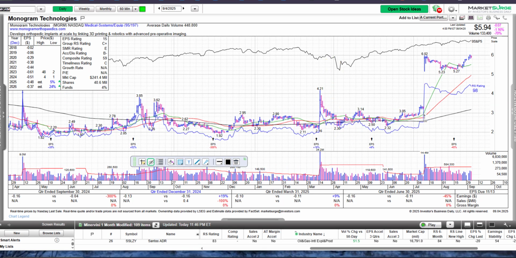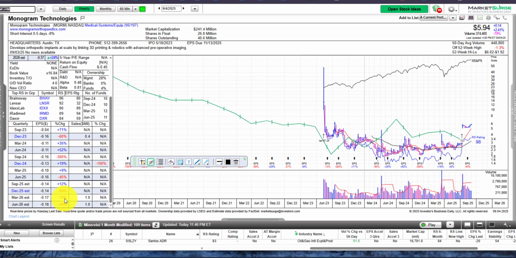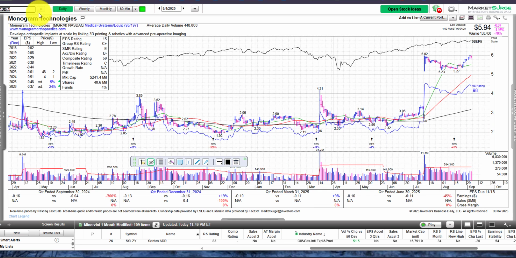Okay, here's a speculative one. Technically, I really like it. It is a biotech. I'm still in developmental stages here. Not making any sales or earnings as of yet. Monogram Technologies, MGRM, designs orthopedic implants by linking 3D printing and robotics.